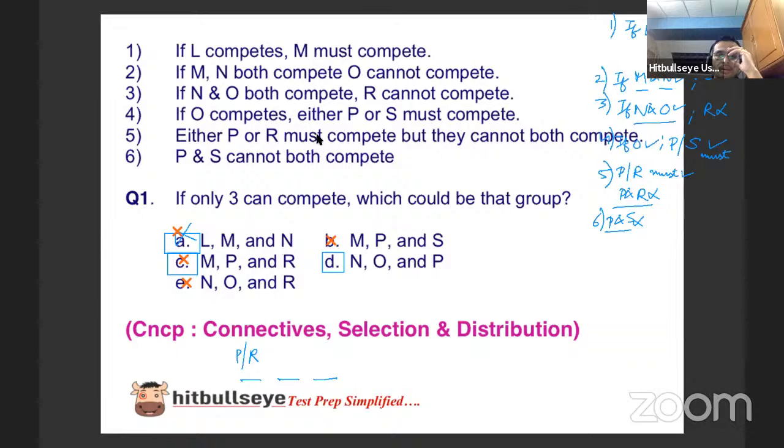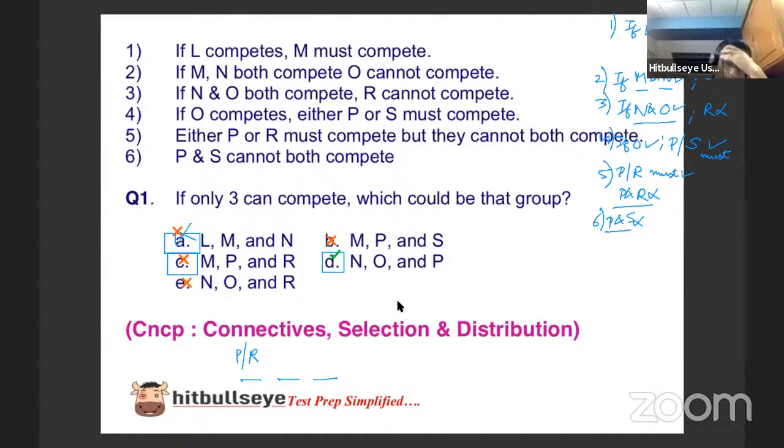N and O, R cannot, बिल्कुल ठीक है. P और R में से एक आ रहा है, बिल्कुल आ रहा है जी. और if O competes, either P or S must. Yes, P is there. Hence my answer is D is the right answer. Please check. We have to eliminate the options which are not fitting in for the 6 statements given. और जो सभी को satisfy कर रहा है, that is my answer.